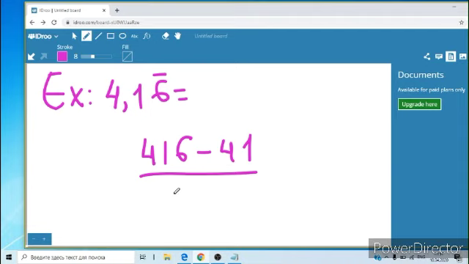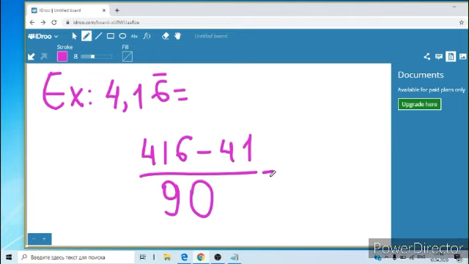On the denominator, we will use 9 and 0, which means 9 we will use for how many digits are repeating in the fraction part. In the fraction part, one digit is repeating, so we will give one 9. And in the fraction part, how many digits do not repeat? Only one number is not repeating. So we will write here 0.